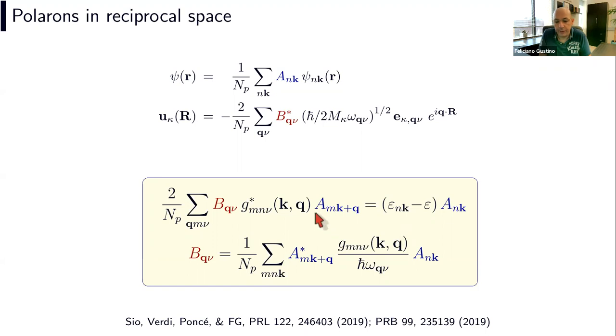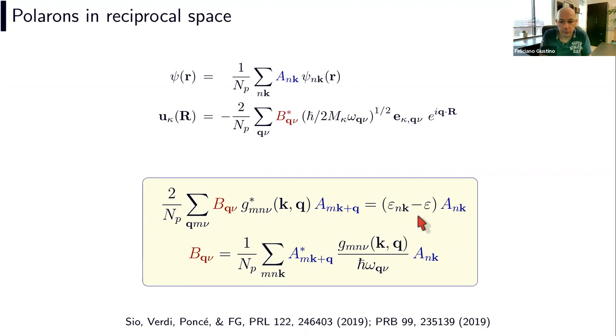So in particular, we have a nonlinear eigenvalue problem with two sets of unknowns, the A coefficients that describe the electron wave function, and the B coefficients that describe the atomic distortions. And the ingredients are the electron bands, the phonon dispersions, and the electron-phonon matrix elements. So everything you can calculate using density functional perturbation theory is used here. And then from this, we can perform a solution and check what happens.